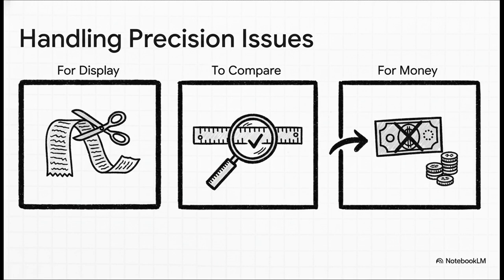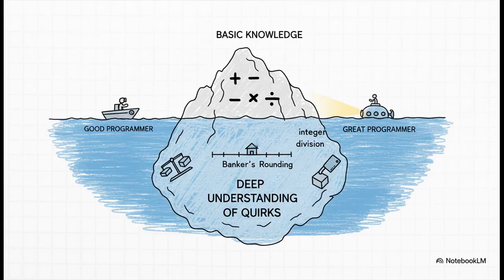Well, here are 3 pro tips. First, for anything you're going to show to a user, always round your final result. Second, never check if 2 decimal numbers are exactly equal. Instead, check if the difference between them is incredibly small. And third, and this is the big one for money, just don't use decimals at all. Do all your math in cents as whole numbers, and then only divide by 100 at the very last second to show the result.